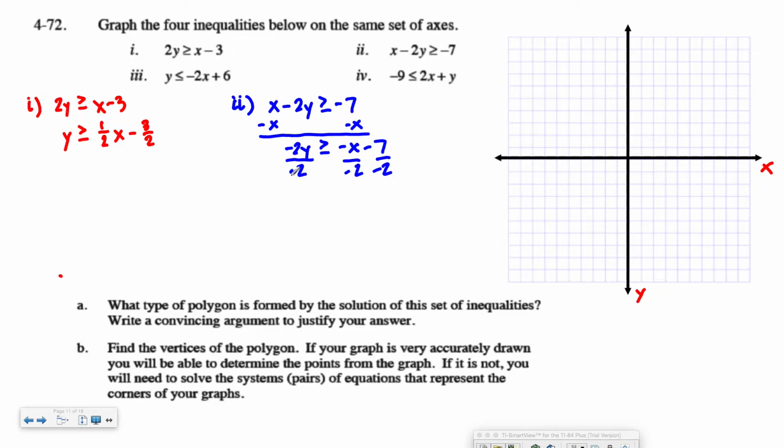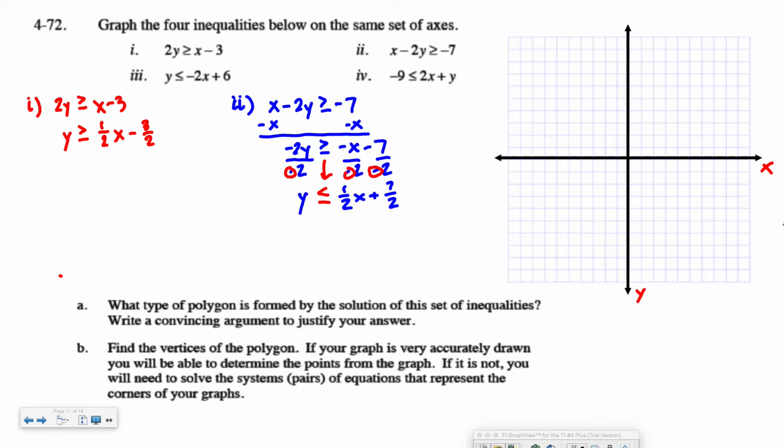Now remember, when you divide by negatives on both sides, that's going to take our inequality and flip it around. So we now have, instead of greater than or equal to, less than or equal to. The rest of it is y, so y is less than or equal to 1/2 x, and then the negatives can cancel each other out. We have plus 7/2, which is like 3.5. So there is our second inequality.